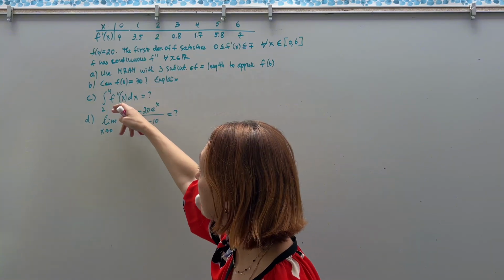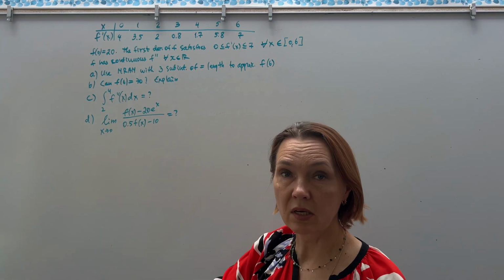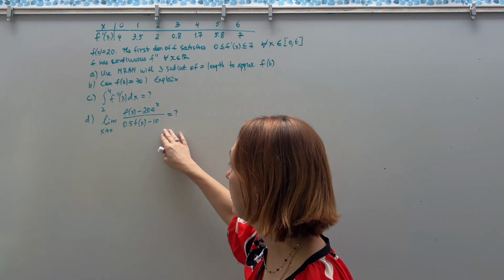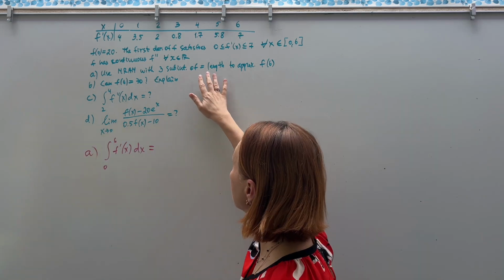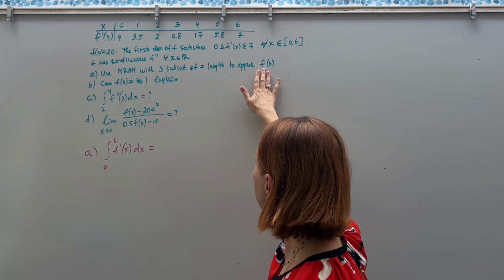And then we're calculating the integral from 2 to 4 of the second derivative of f of x dx, and then we are evaluating this limit. So to answer the first part, we're approximating f of 6.